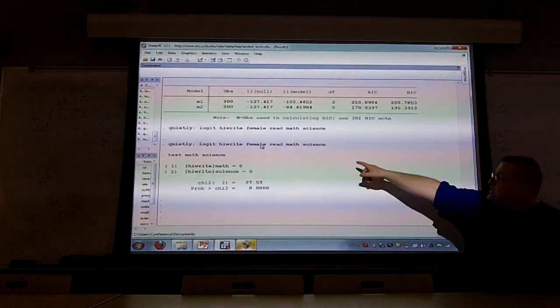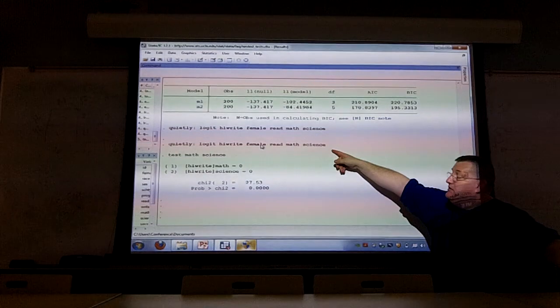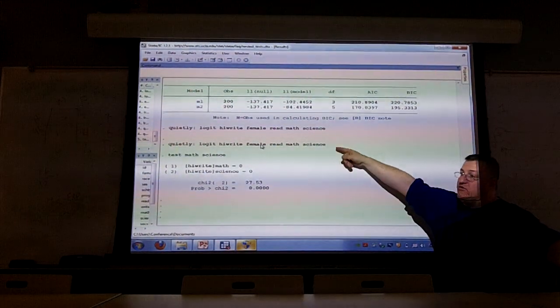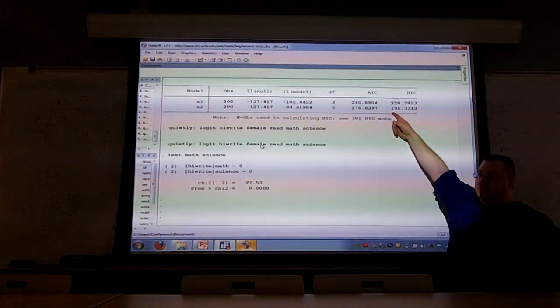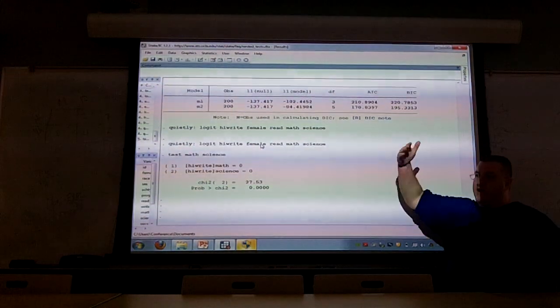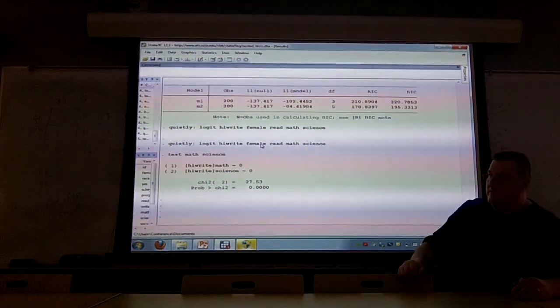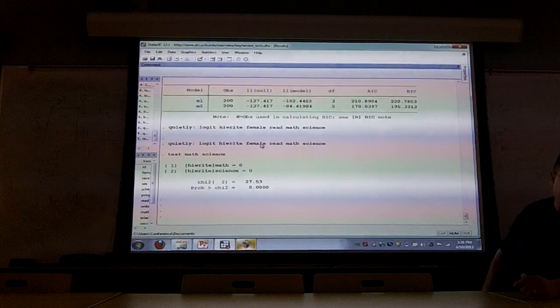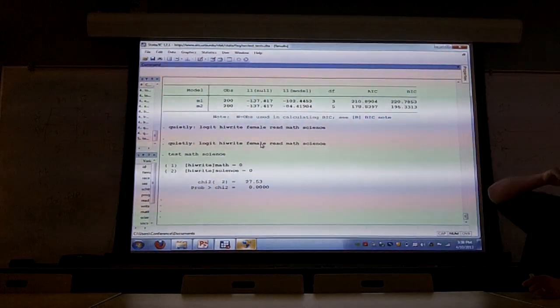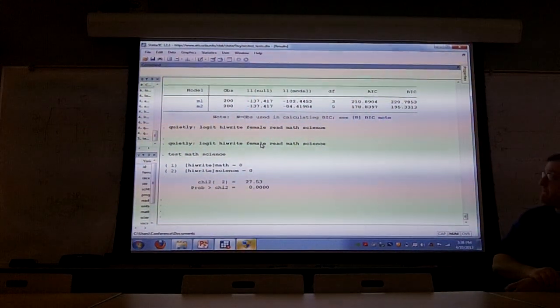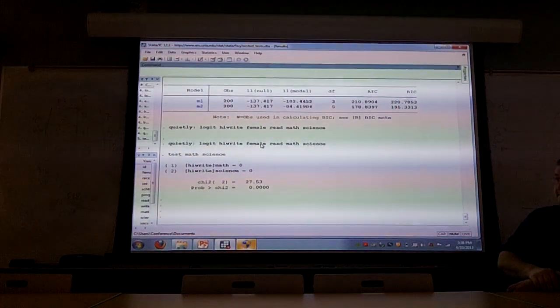No, I refit the model. I had to refit the model because I was doing other test statistics, so I put that model back in memory again. You don't have to do it quietly. I don't have to do it quietly, we'll just take up more stuff on the screen. Got it. Okay?